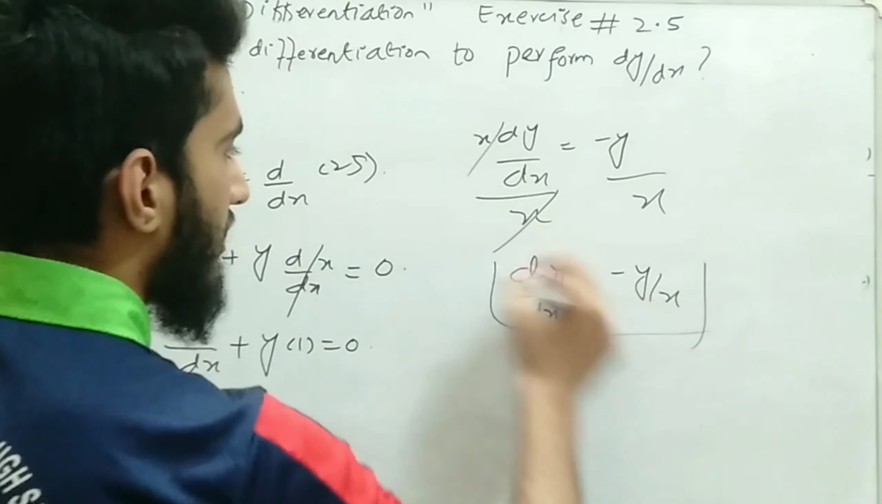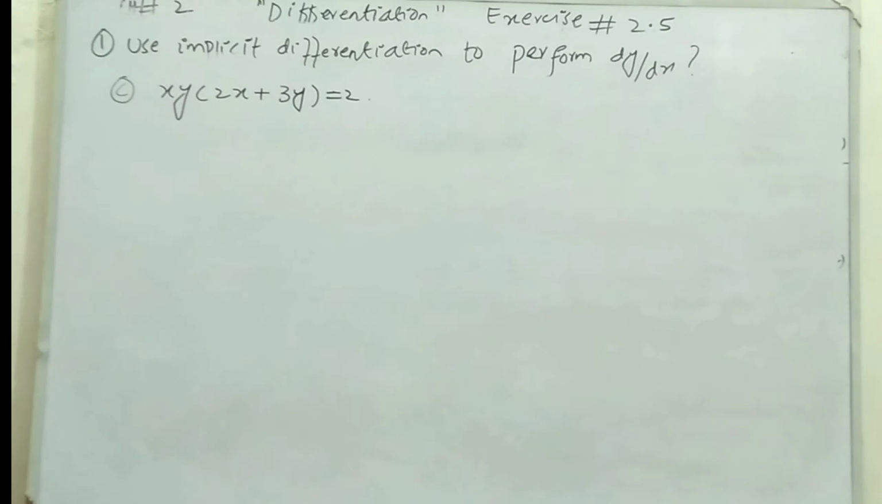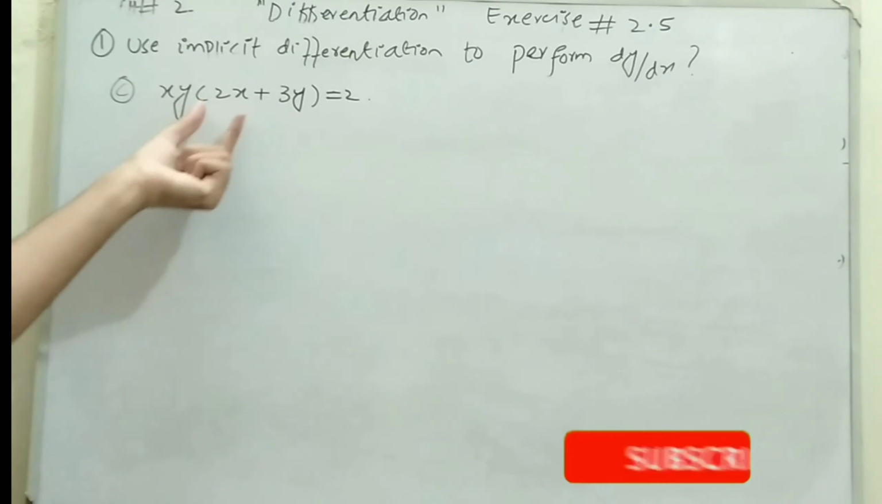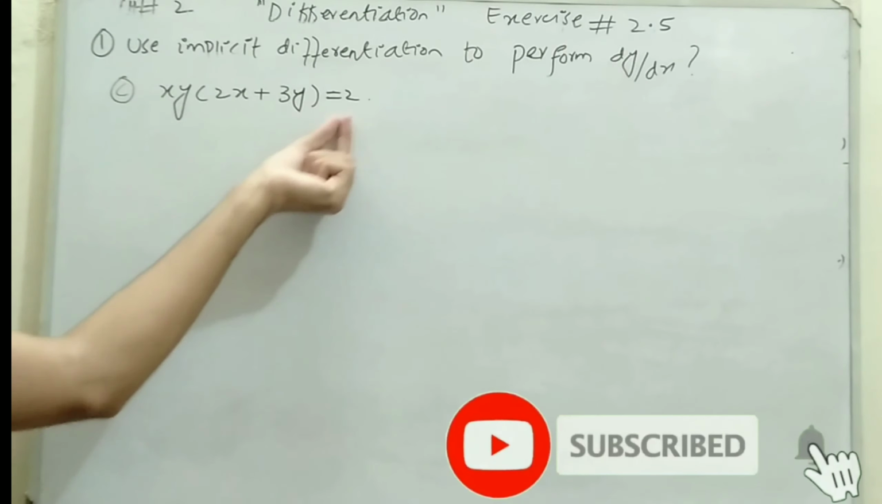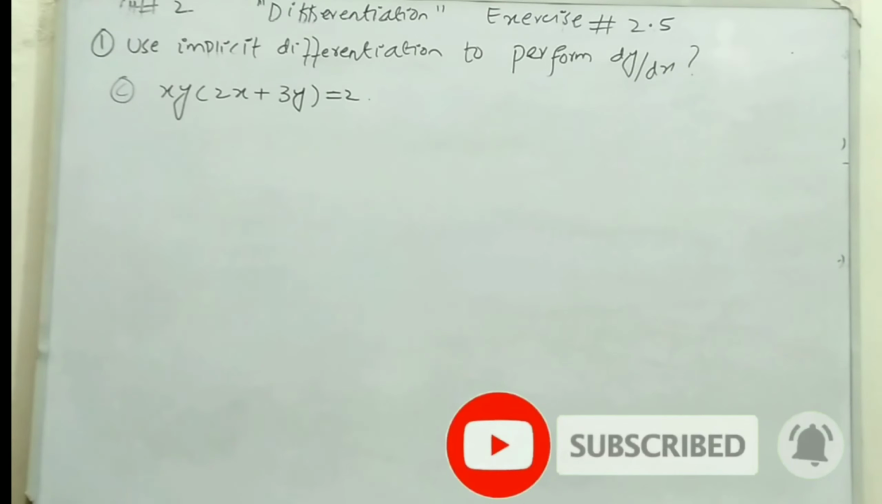This is the required derivative. Now move to part number C. xy multiplied by 2x plus 3y is equal to 2. Find the derivative dy by dx.